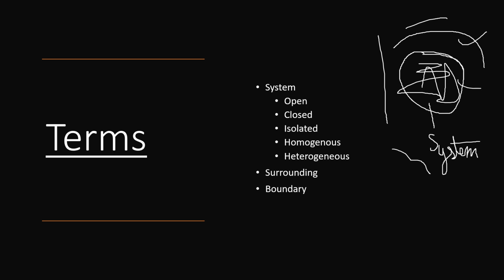Now, systems are of a few types. That is open, closed, isolated, homogeneous, and heterogeneous. Open, closed, and isolated are based on the classification that is based on the exchange of the heat that happens. If I give you an example, an open system would be, for example, a cup of tea, right? So the energy exchanges with the surrounding, and the matter also exchanges with the surrounding.